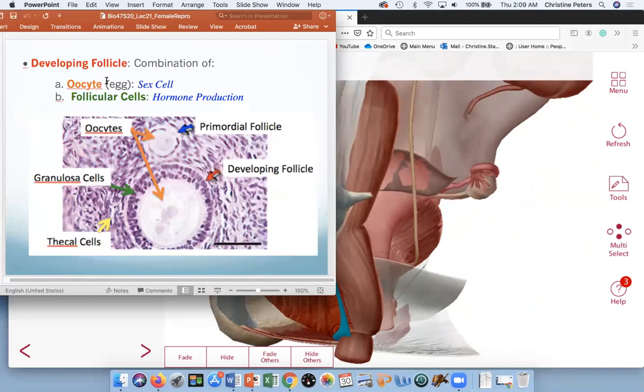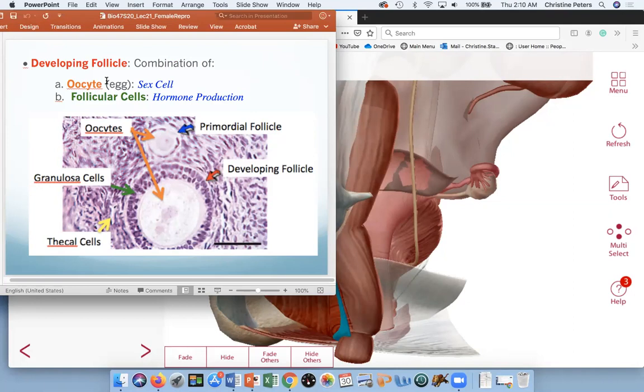In the ovary, we have what we call developing follicles. In the female, you're born with about 2 million of these. Between birth and sexual maturity, as you go into puberty, you go from about 2 million to maybe about 400,000. So we see a significant amount of atresia, or loss, of the initial follicles that we were born with.